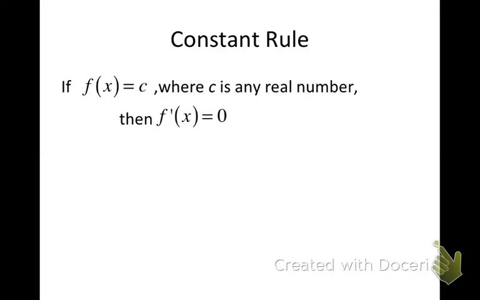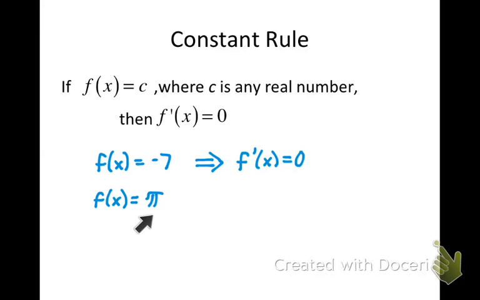So for instance, suppose you had a function f of x equal to -7, then the derivative of f would be 0. If f of x equals pi, which is just a constant value, then f prime of x equals 0. Truly, it doesn't get any simpler than that. The derivative of any constant is 0.